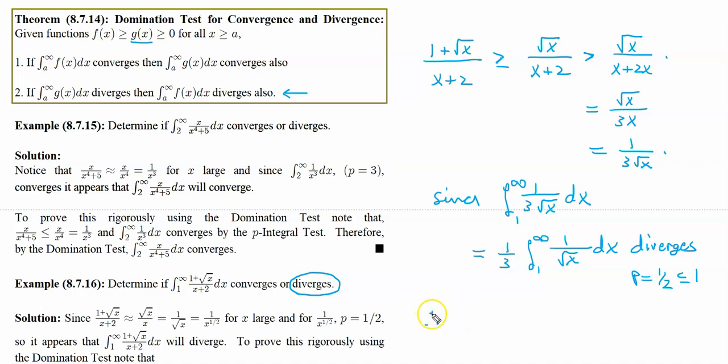All right, so you would say just down here, if you wanted to complete this, therefore the integral from 1 to infinity diverges by the domination test. And that's it.